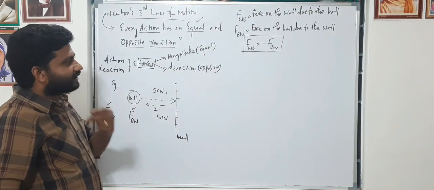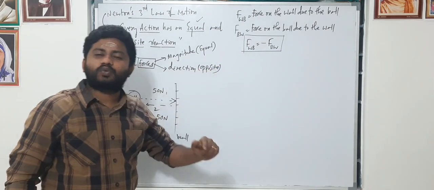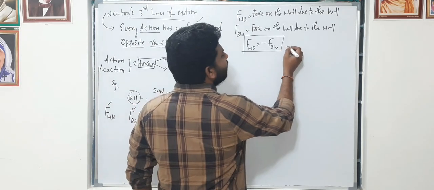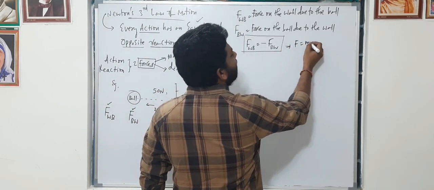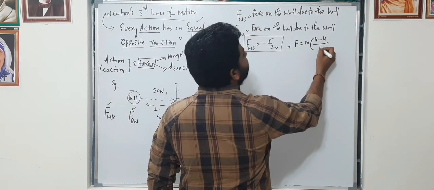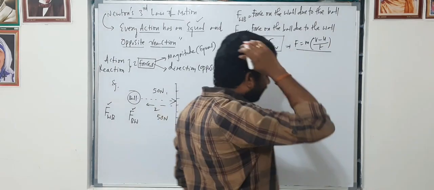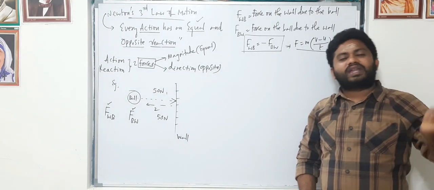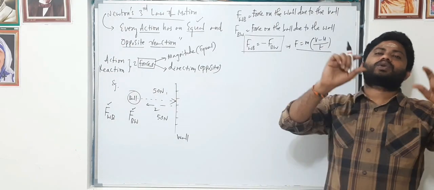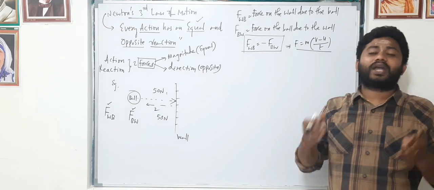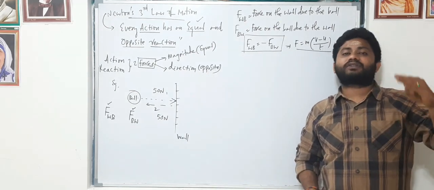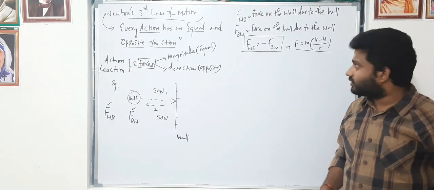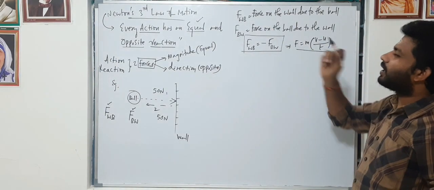And one more important thing here: whether it is an action force or the reaction force, the force will be equal to m into (v minus u) by t only. You should not get confused at all. Any force you take in nature can be written in the form of mass into acceleration, F is equal to ma, which is the final expression from Newton's second law of motion. So this is the concept of Newton's third law of motion.